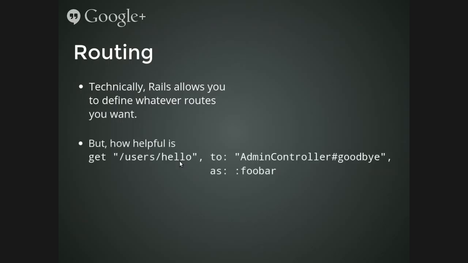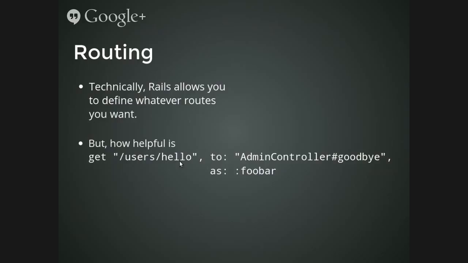So you can write something that looks like this. I can get /user/hello, I can route it to the admin controller's goodbye method, and then in my app I can call it the foobar path. And this will work fine, but when you look at this, it's not really clear what it's doing. There are a couple of reasons for that. One reason is, why is it that when I have user and /hello it goes to goodbye? And then why is the whole thing called foobar? All those things you can define yourself, yes, but it's best to stick to something that you can remember for later.